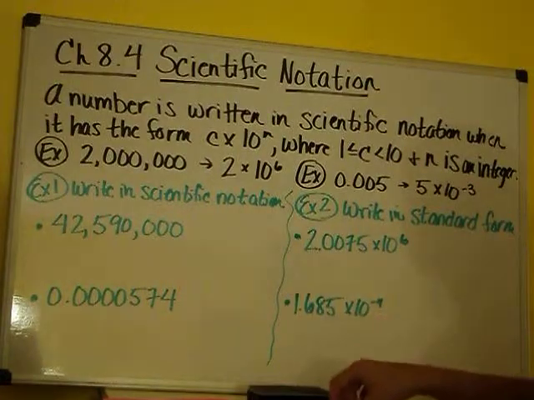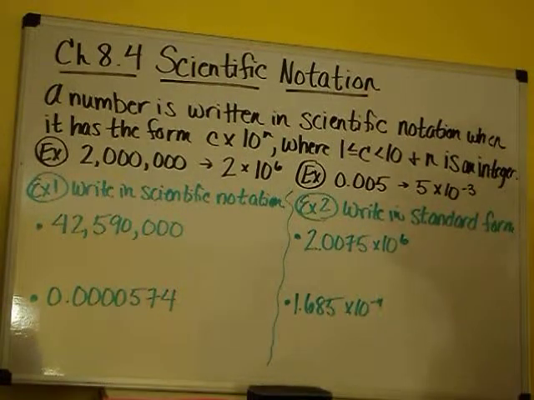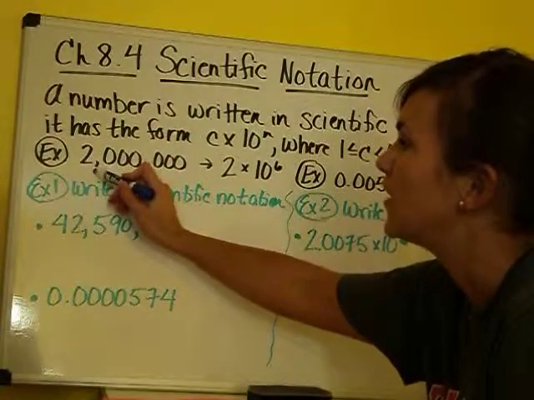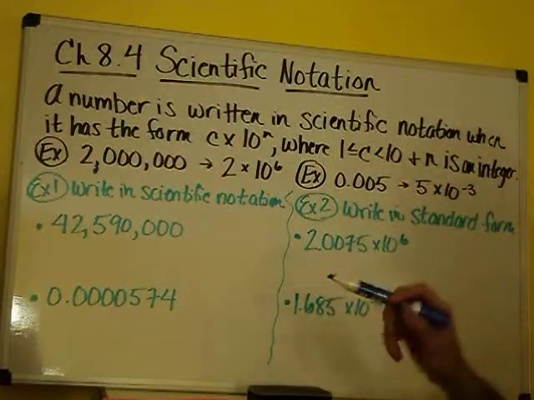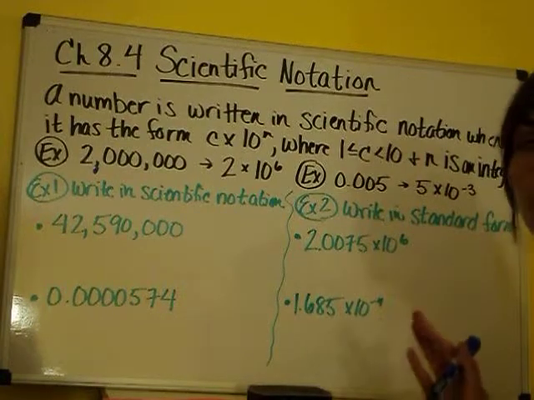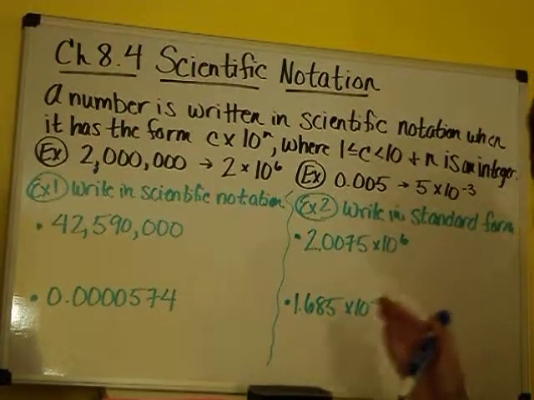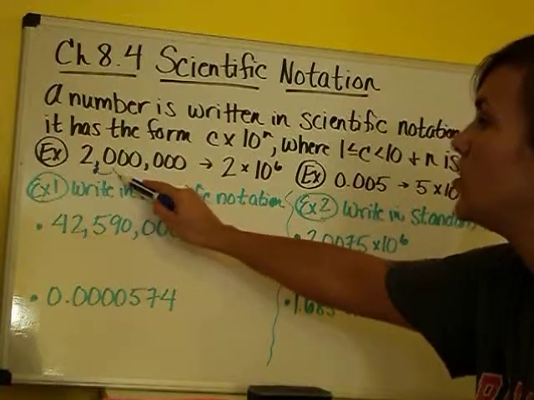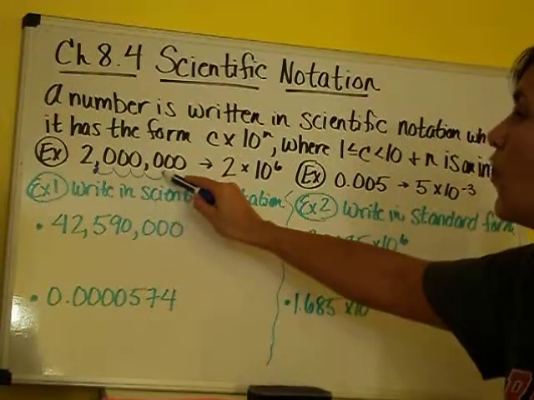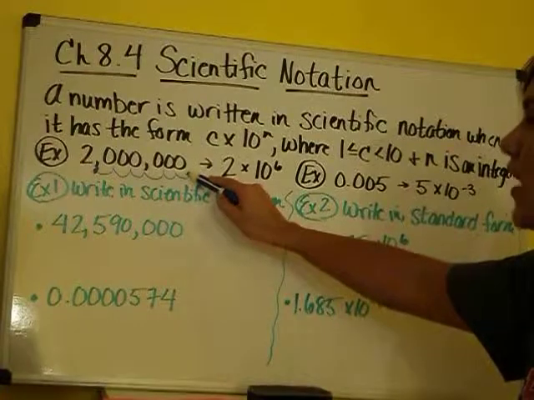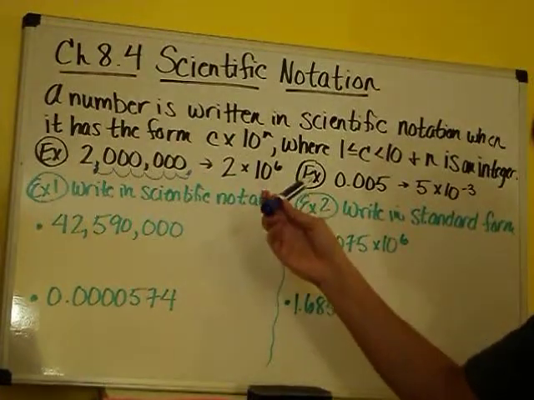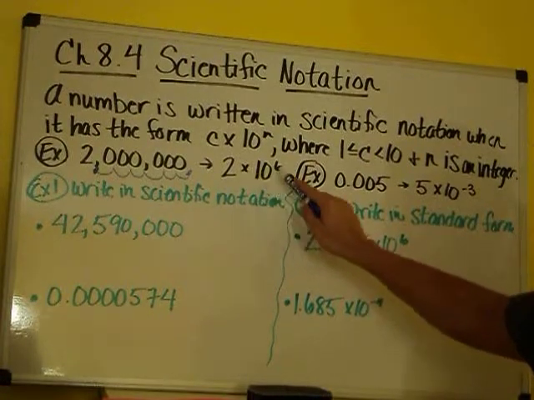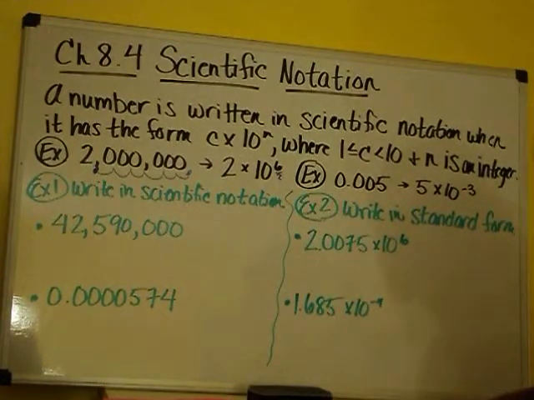Okay, so if I were selecting 2 as my C, that means that my decimal would be starting right here at this spot. So how many spots do I have to move and which direction in order to get 2 million? If I'm starting right here, I travel 1, 2, 3, 4, 5, 6 spots in a positive direction, which is to the right. So I'm going to be taking 2 times 10 to the 6th power.